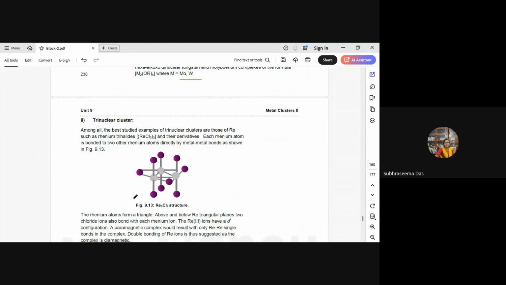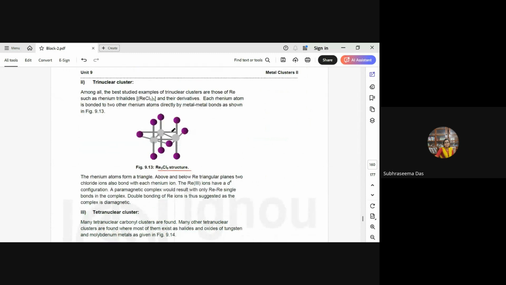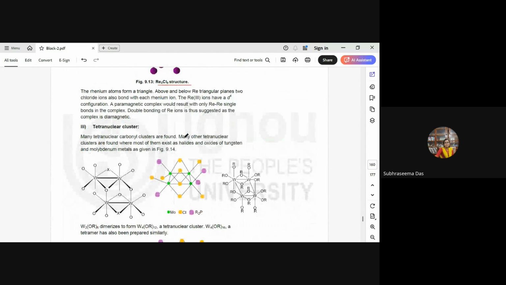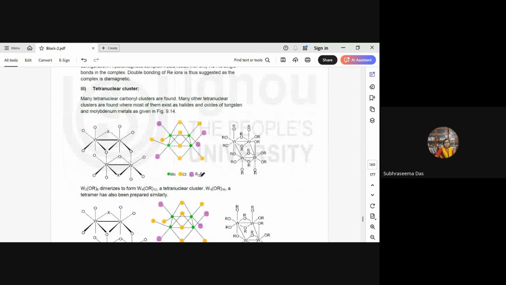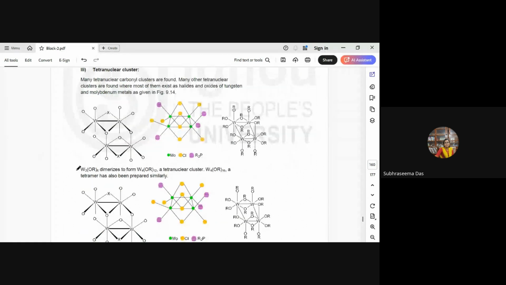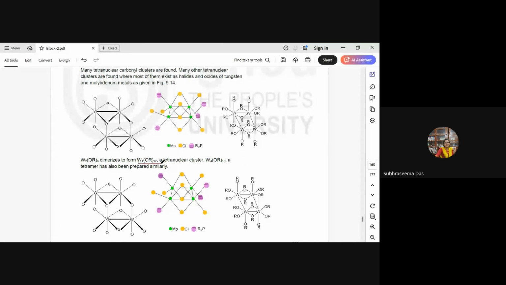Then there is the trinuclear cluster. One of the most common examples is Re3Cl9, that is the rhenium trihalide. The rhenium atoms form a triangle, as shown here. Above and below the rhenium triangular plane are the chloride ions. Then tetranuclear clusters. Many tetranuclear clusters are found, most of them existing as halides or oxides of tungsten. For example, W2(OR)6 dimerizes to form W4(OR)12, which is a tetranuclear cluster.